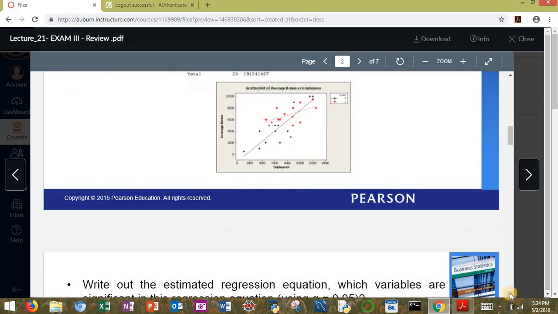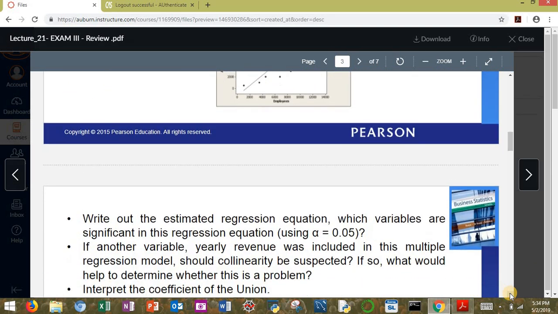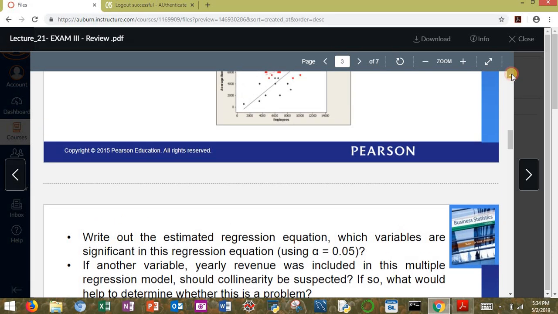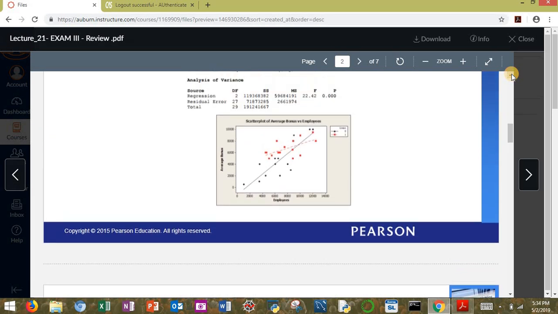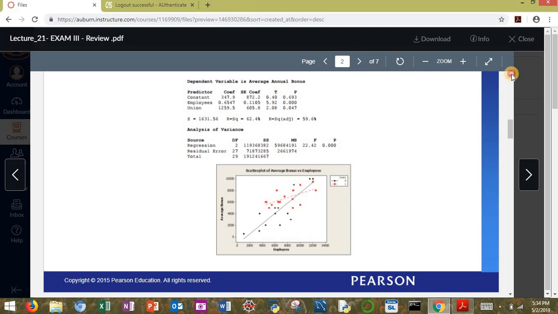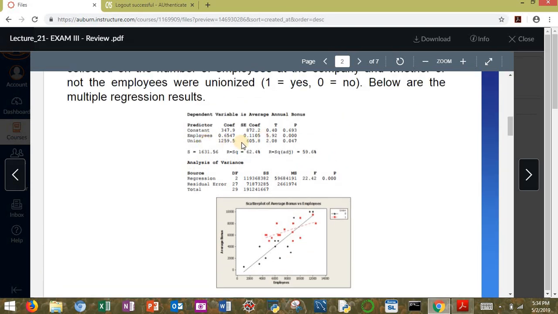Okay, so the first question is asking to write out the estimated regression equation and which variables are significant in the regression equation using an alpha level of 0.05. So the first thing we want to do, if we want to write out a multiple regression equation, we need to come back up to the table, and we're going to use these coefficients and these variables.